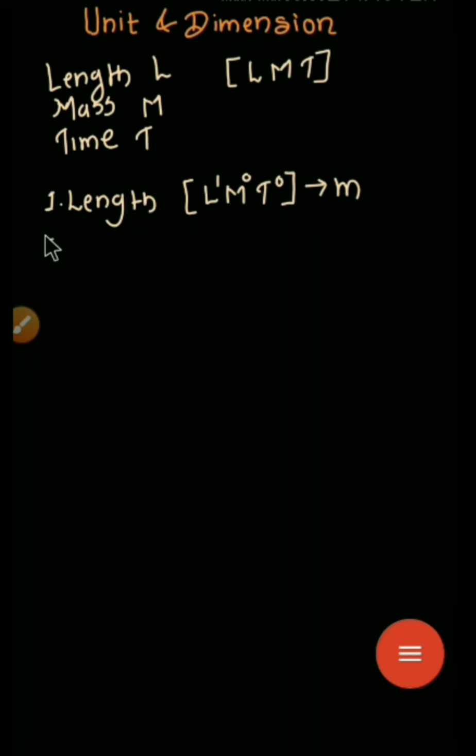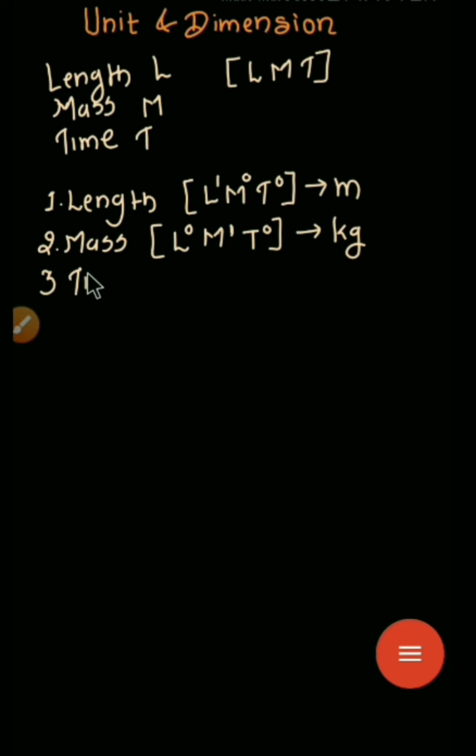Second quantity we will take, that is mass. Again, in case of mass, we have length absent. For m, we'll take power 1 and time is also absent. So, the dimensional formula for mass is L0, M1, T0 and its unit is kg. Third one we will take, that is time. And dimensional formula for time is L0, M0 because length and mass both are absent. So here we have T power 1 and unit for the time is seconds S.